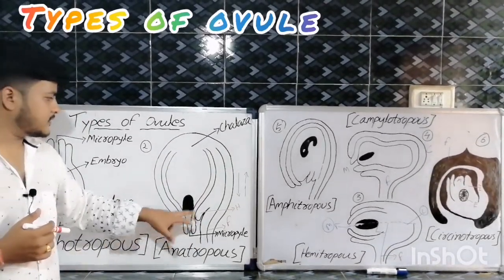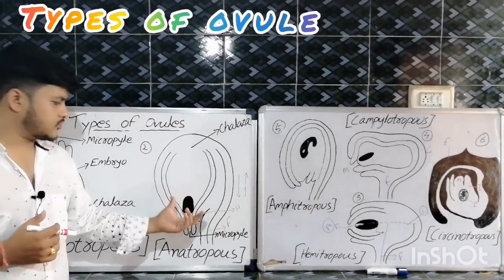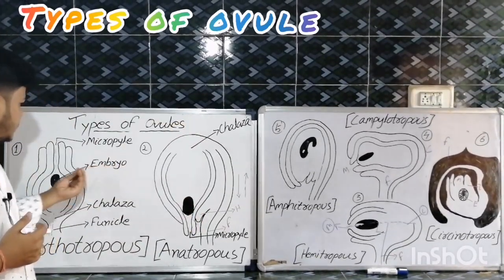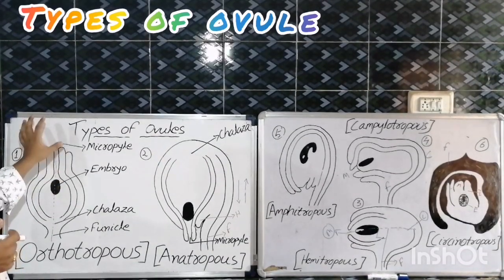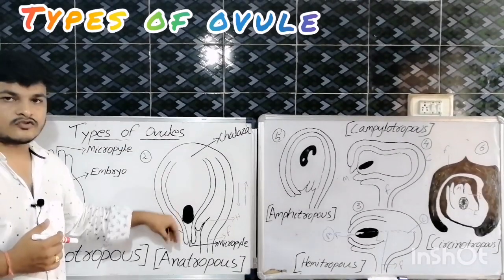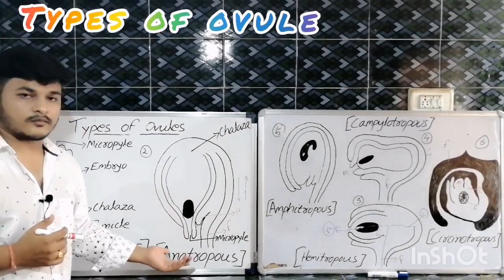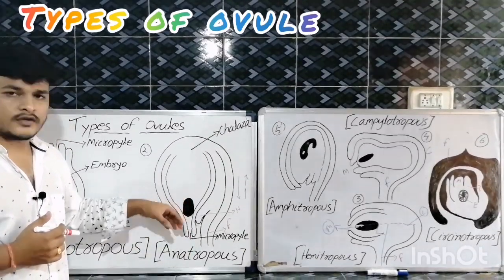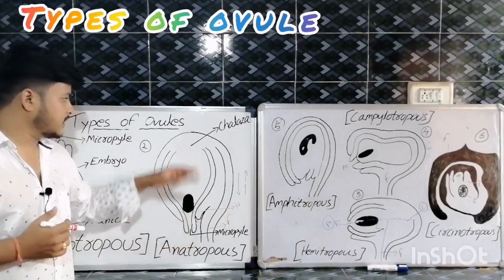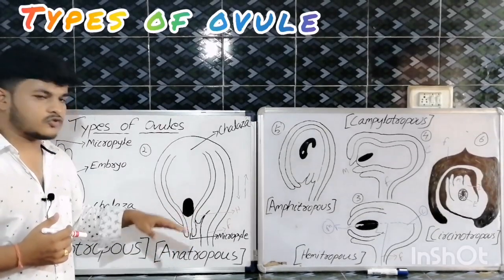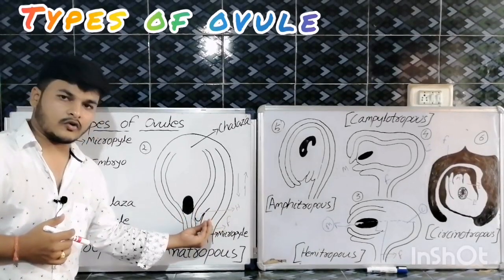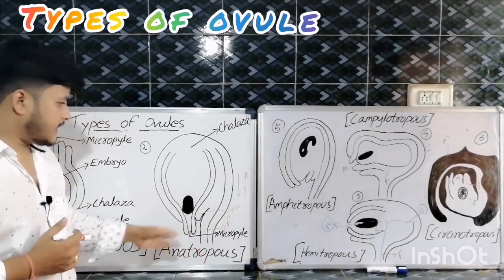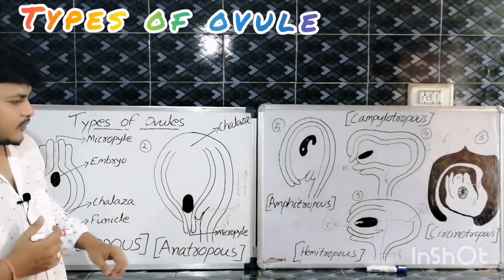That means if you see the structure, this is the outer structure, the upper side structure. The face is towards the outer side, but the face is towards the inner side over here. That means anatropous ovule. The micropylar end is opposite to the chalazal end, and the micropyle and hilum are close to each other.